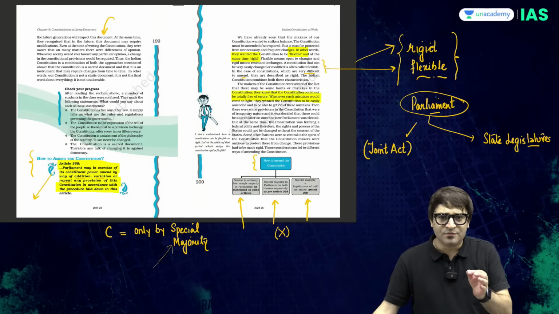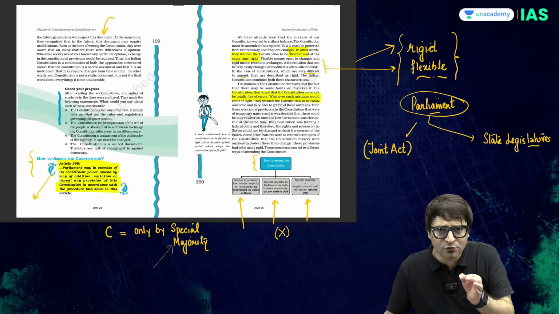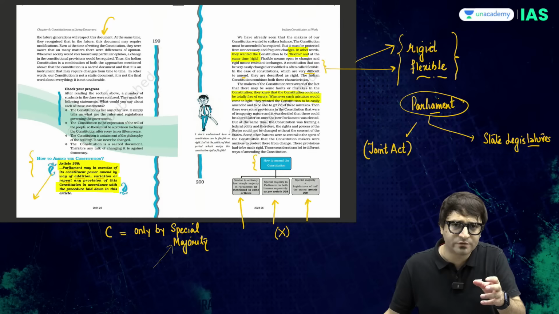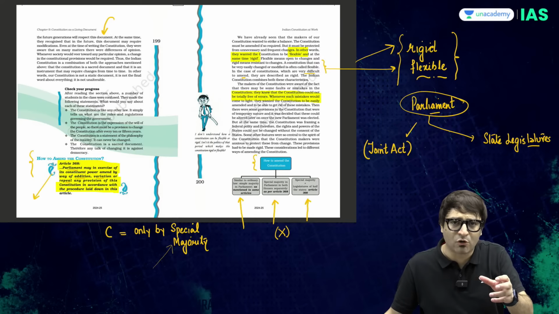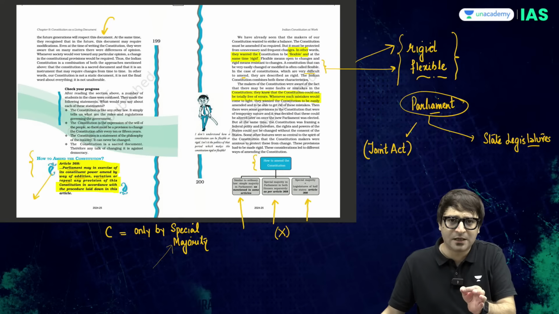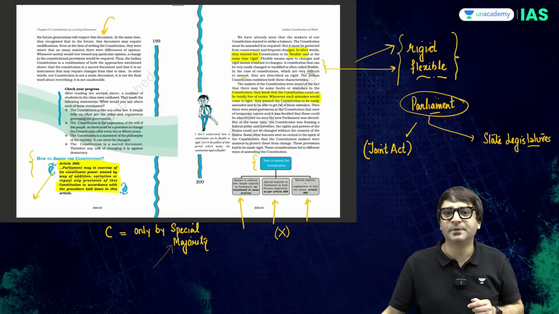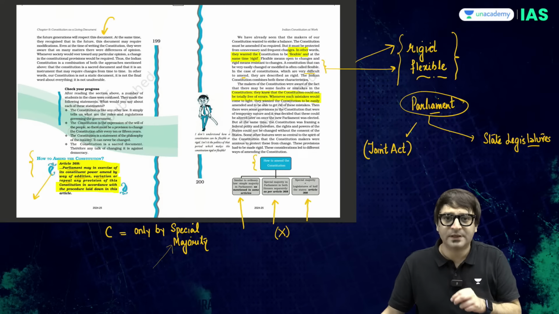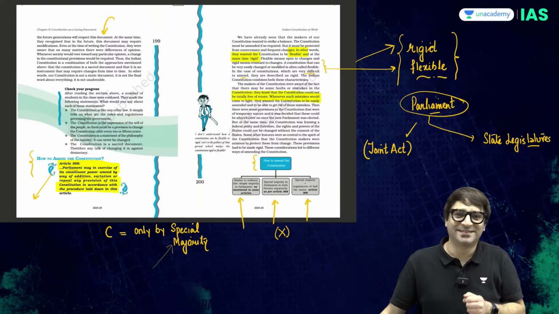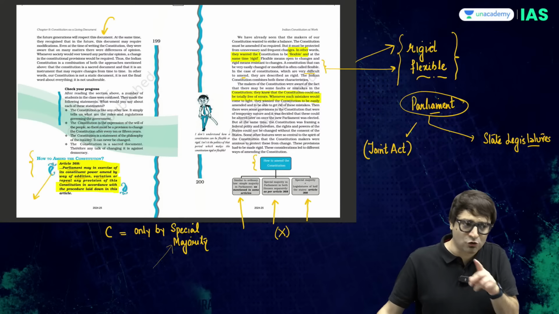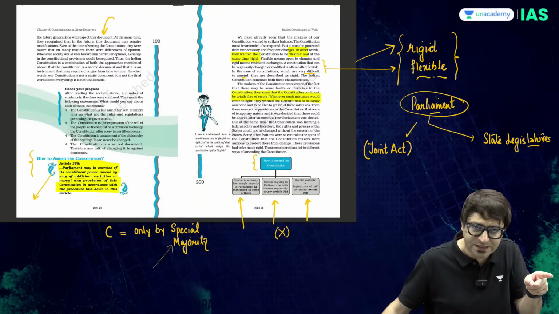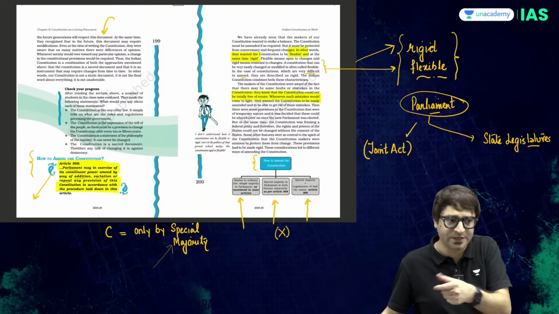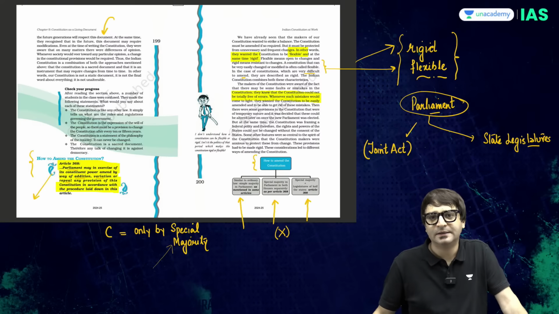Yes, there are some provisions of the Indian Constitution which you can change, which you can modify, which you can alter by passing a law by simple majority. Yes, that is true, but we don't call it amendment. Amendment is only taking the route of Article 368, getting special majority and changing the Constitution.